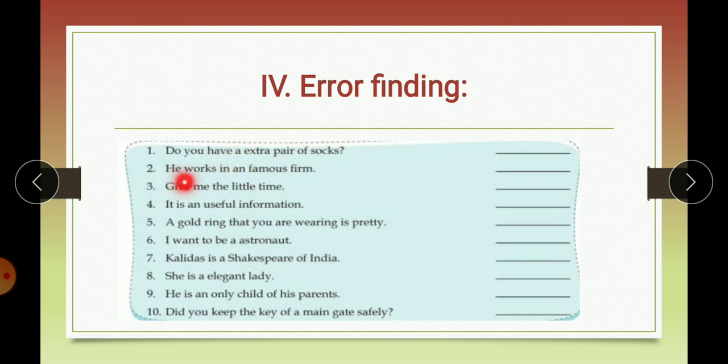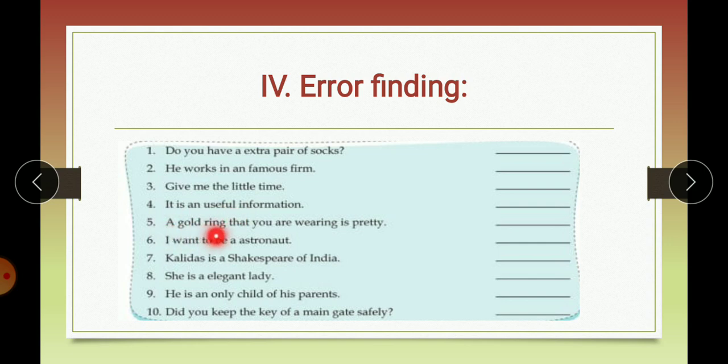He works in an famous firm. Here an is wrong because it will be a. The will be replaced by a. It is an useful information. It is a, because you is not having the vowel sound.